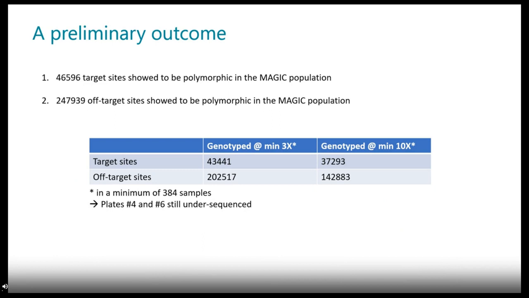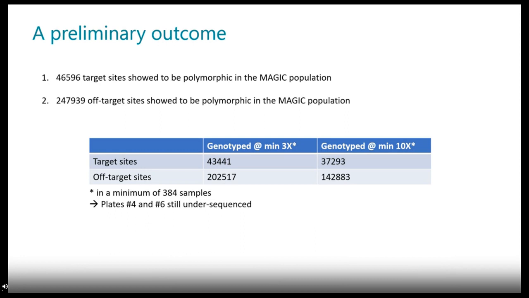So what we have got so far is that out of this panel of 50,000 loci, in this MAGIC population, we yielded more than 47,000 target sites to be polymorphic, and along with those, we also yielded more than 247,000 off-target sites being polymorphic.